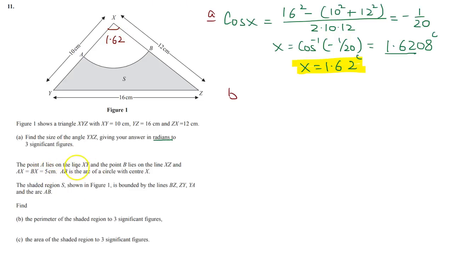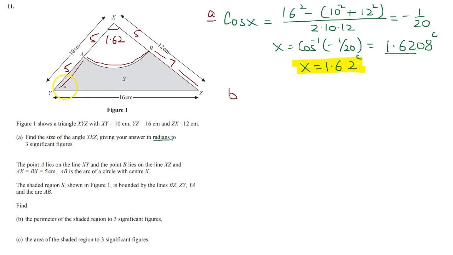The point A lies on XY and B lies on XZ. AX, BX is 5. AX is 5. So AY is also 5. Now XB is 5. So BX will be, this is 12 minus 5. So it will be 7. Find the perimeter of the shaded region. Means you have to find this.